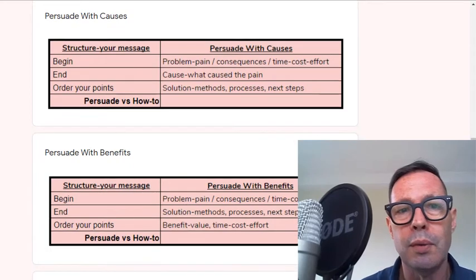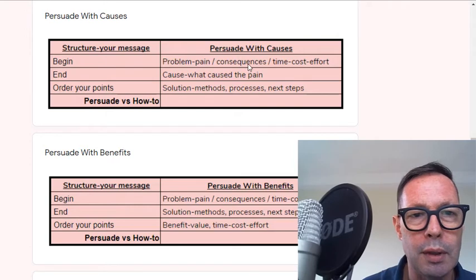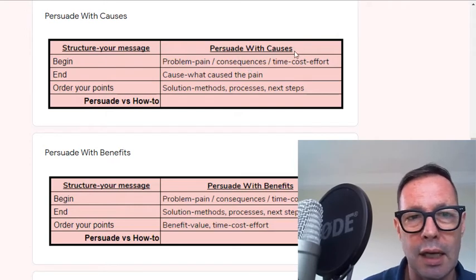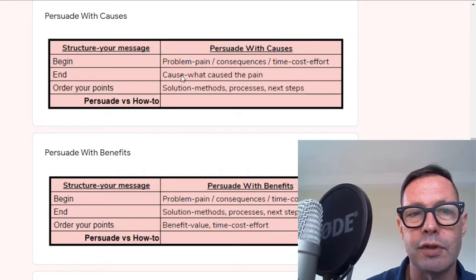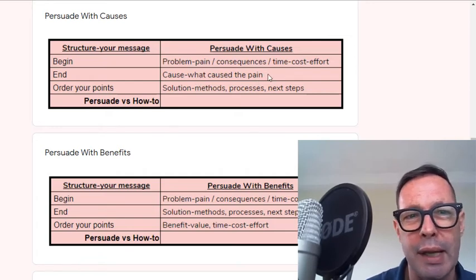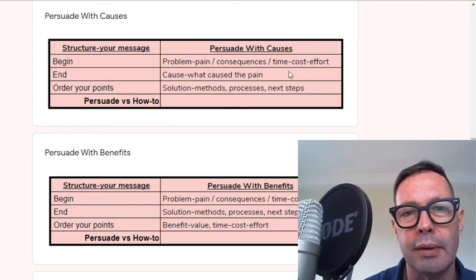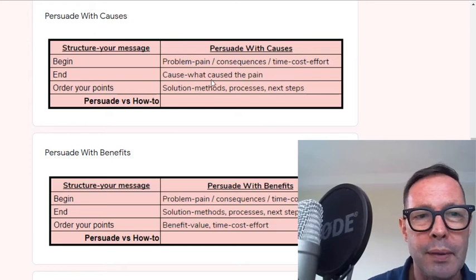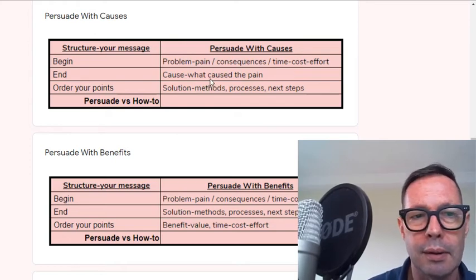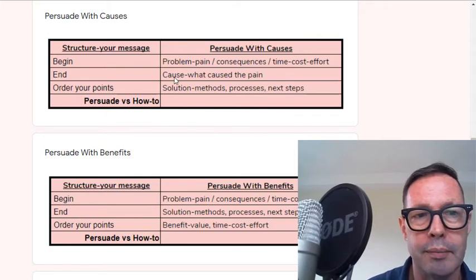Now we have persuading with causes. As I mentioned before, when you're persuading with causes, it's the causes that really are the main focus of your speech. What is causing that pain? So your problem is a pain, a consequence, something there, your time, cost, or effort. Well, then the cause of that, okay, and then how to solve it. But the cause is the main thing.